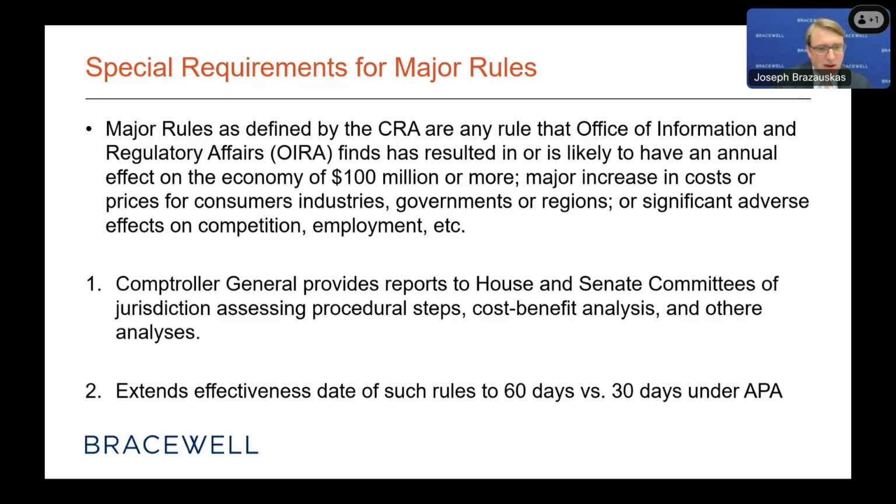Congress requires that the Comptroller General, that's the General Accountability Office, GAO, provide reports to House and Senate committees of jurisdiction that assess the procedural steps, the cost-benefit analysis, and other analyses. It also extends the effectiveness date of such rules to 60 days versus 30 days under the APA. So again, it takes 60 days for major rules to go into effect.